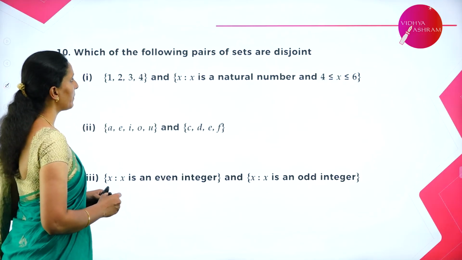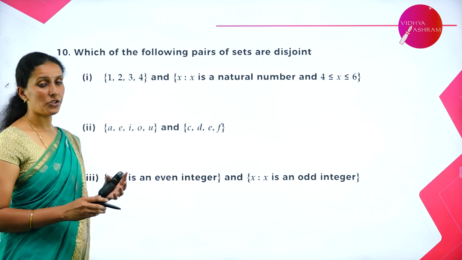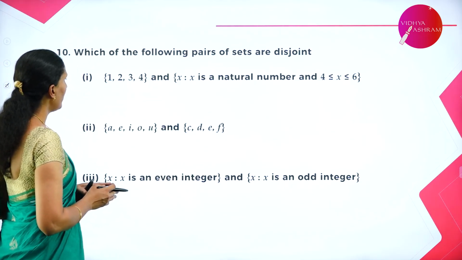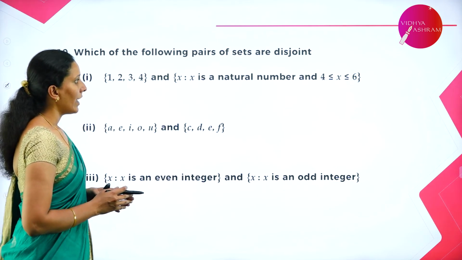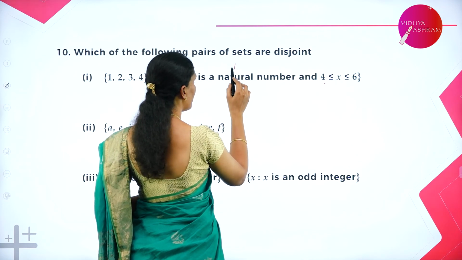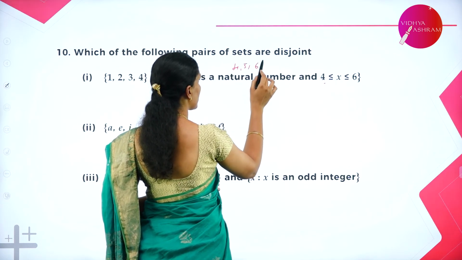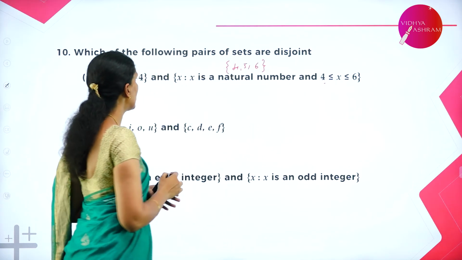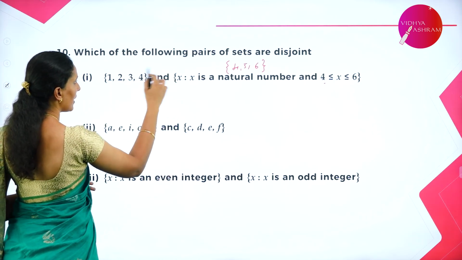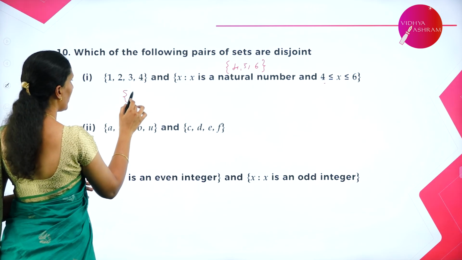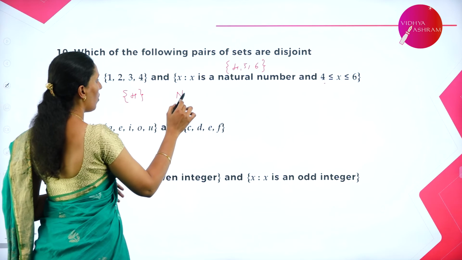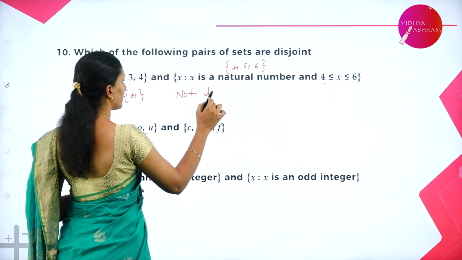Which of the following pairs of sets are disjoint? Disjoint means their intersection must be empty. The first one: 1, 2, 3, 4, and X is a natural number which lies from 4 to 6, so the elements are 4, 5, 6. When you do the intersection for these two sets, we get 4. So this is not disjoint.